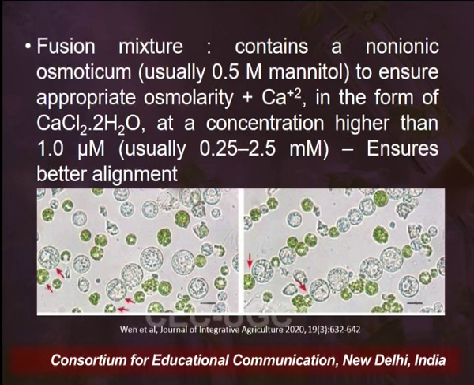The fusion mixture, we know, contains a non-ionic osmoticum, usually 0.5 molar mannitol, along with a higher calcium ion concentration and alkaline pH, and whenever this AC current is passed, they become dipoles and align themselves in a pearl chain formation. As you can see in the first image on the left, one protoplast is chlorophyllated and the other is non-chlorophyllated. These are randomly arranged, but after passing the AC current, they align themselves in a straight chain, which we call pearl chain formation.